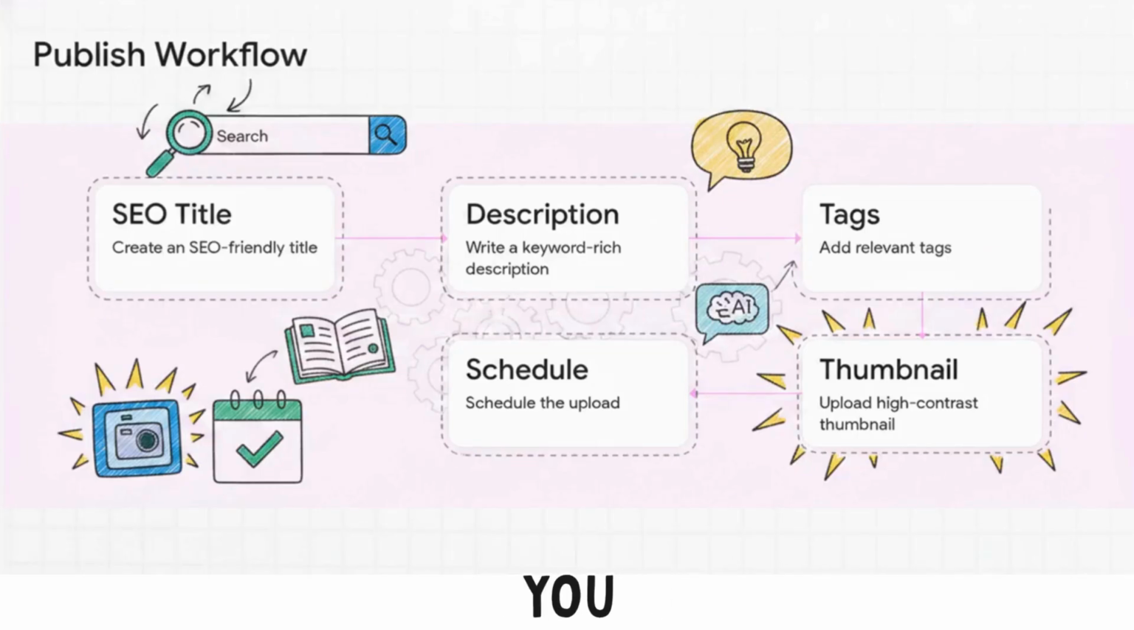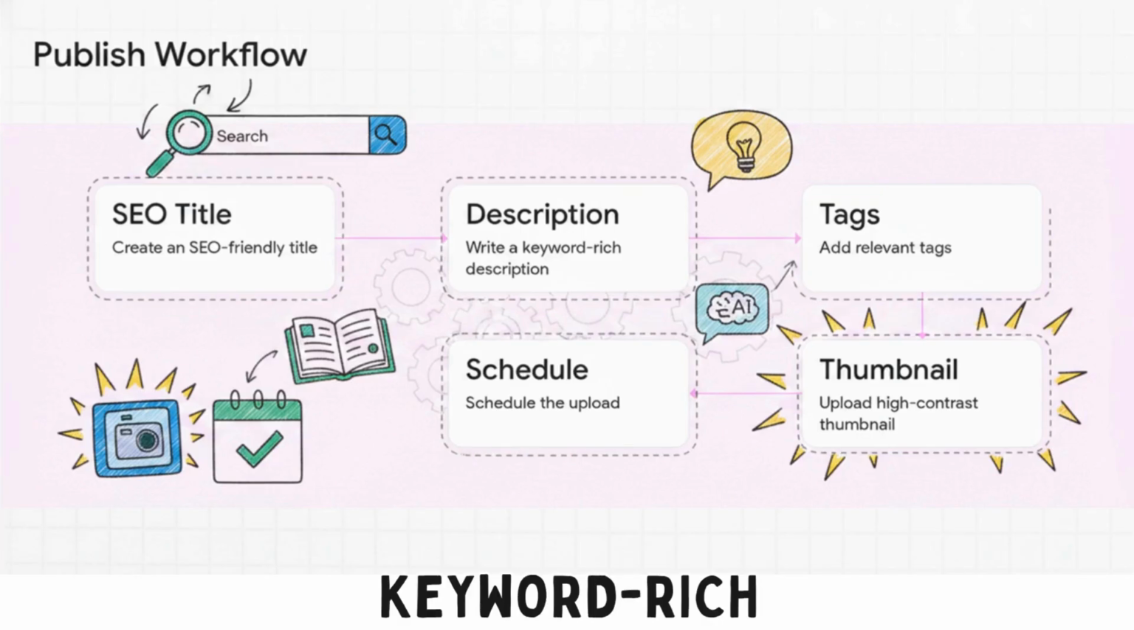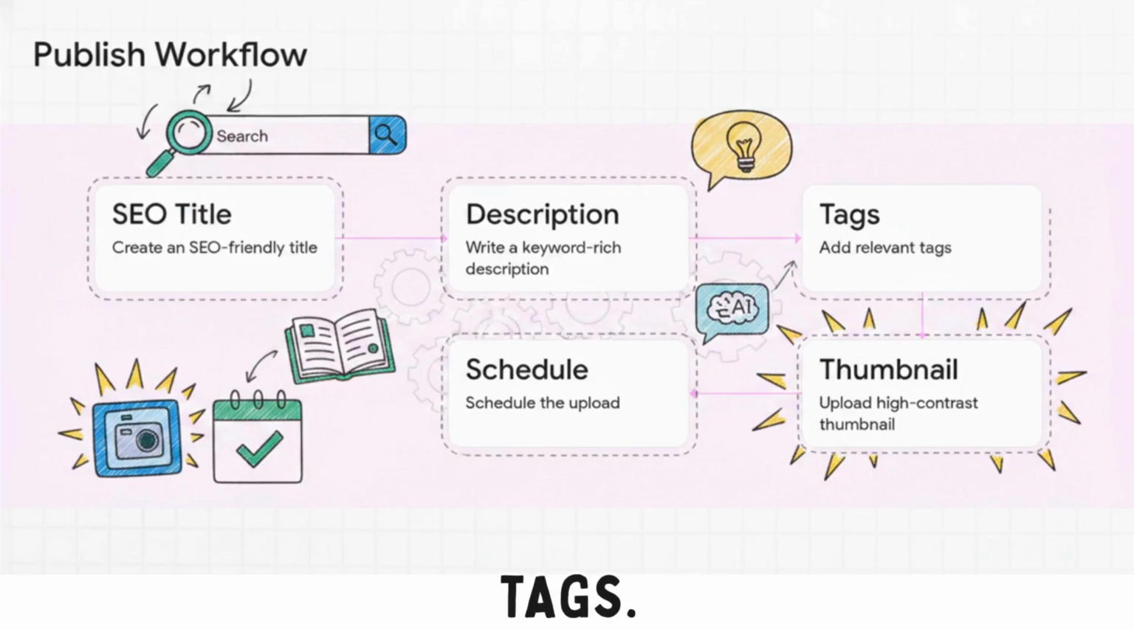Using YouTube Studio, you follow a pretty strict workflow to make sure your project actually gets seen. You need an SEO-friendly title, a keyword-rich description, and relevant tags. And guess what? You can generate all of those using ChatGPT. Then you just upload that high-contrast thumbnail you made over in Canva and schedule the release. The entire publishing pipeline is completely optimized for you.